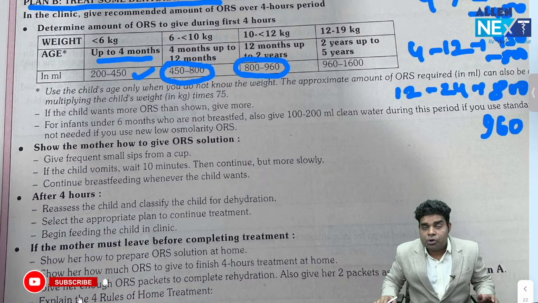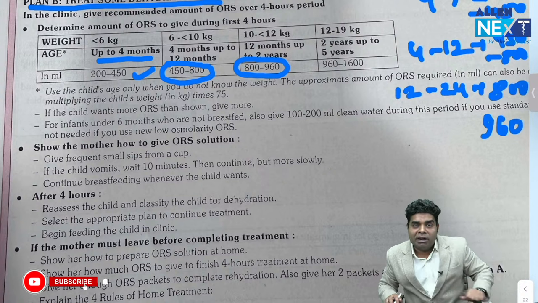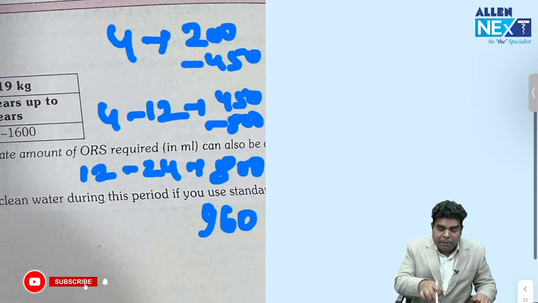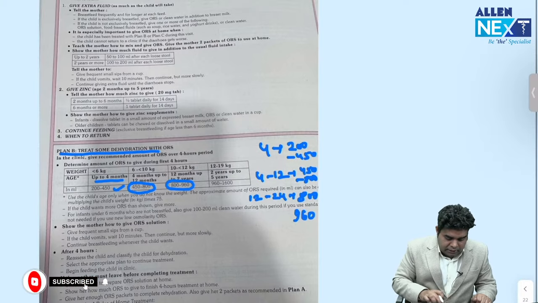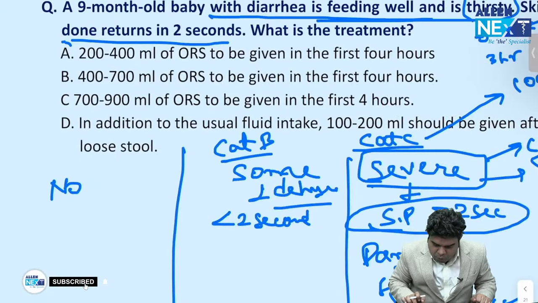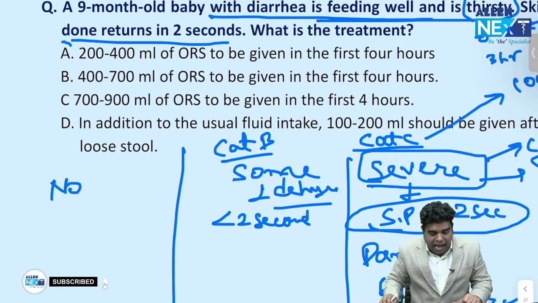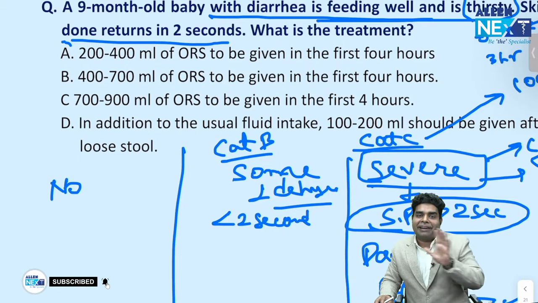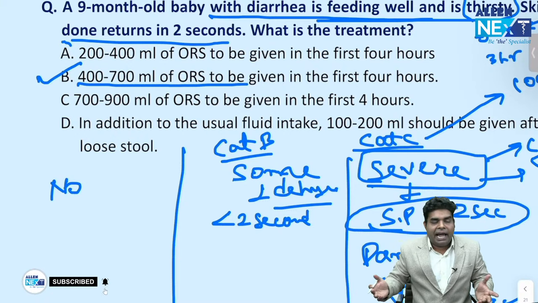Now here in our question, the child's age is 9 months. So 9 months comes under 4 to 12 months, and hence we should give 450 to 800. Can you see it? This is the classification part. Let's go back to our question. The child is 9 months old, so between 4 months to 1 year will have 450 to 800. 450 to 800 is not there, but 400 to 700 is there, which we can take as the best option.